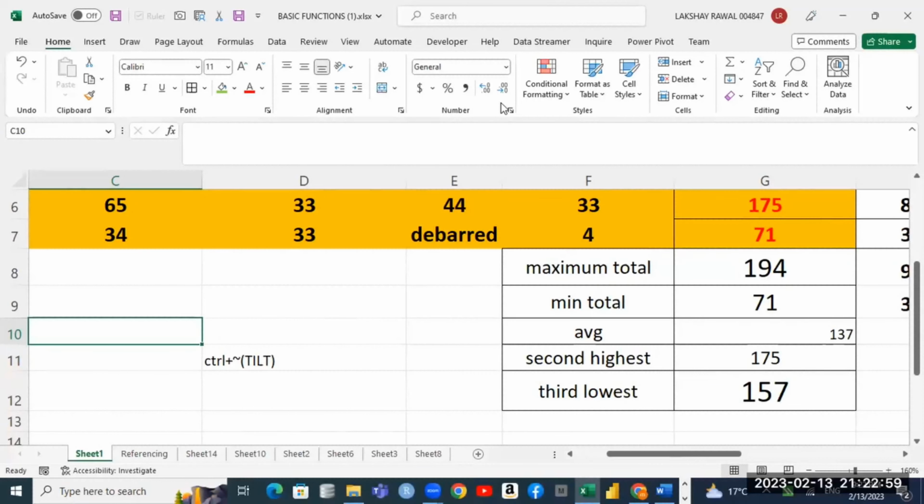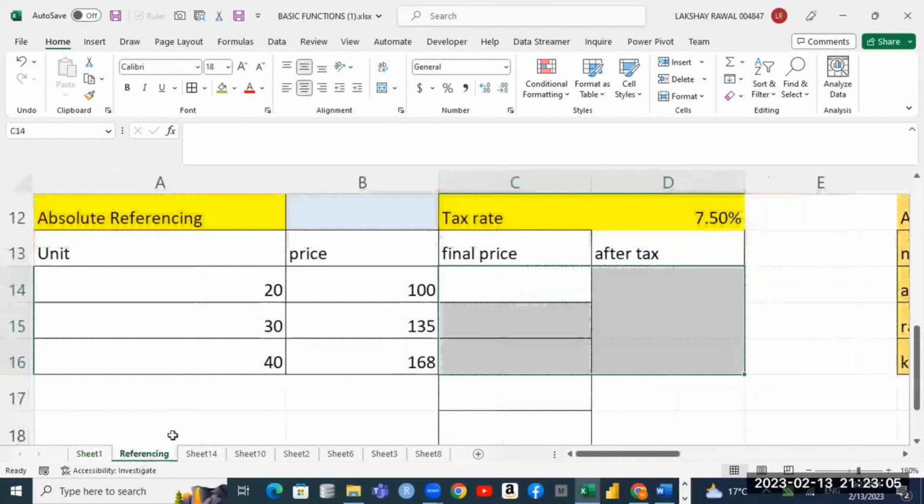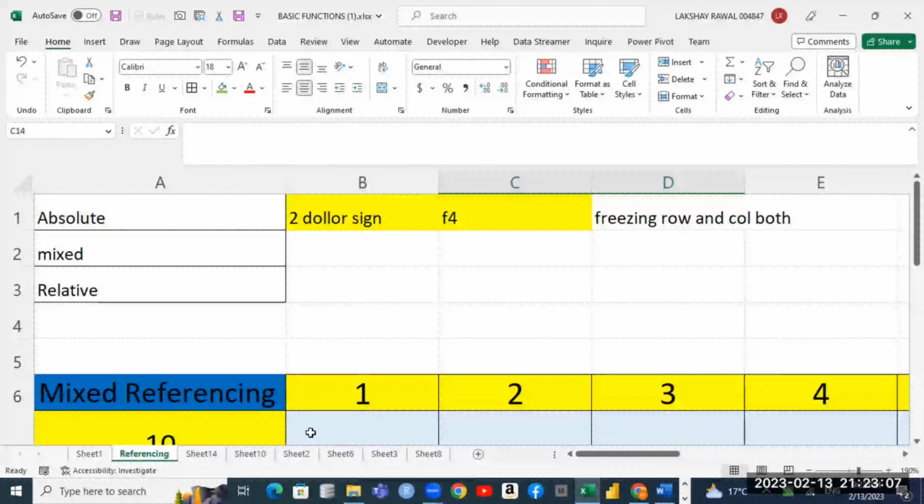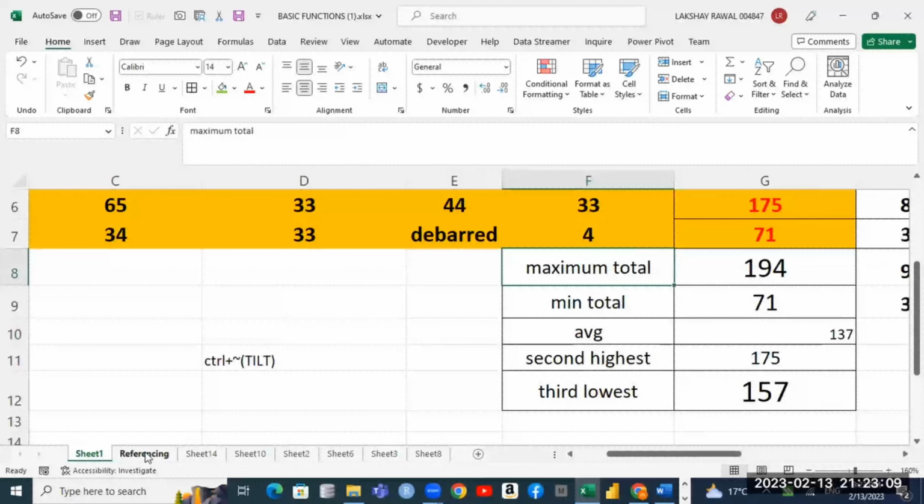Have you done? Yes, ma'am. Okay. Now go to the new sheet, the next sheet, which is called referencing.